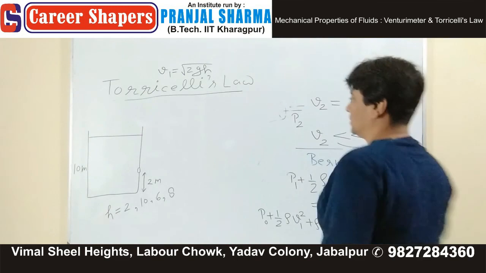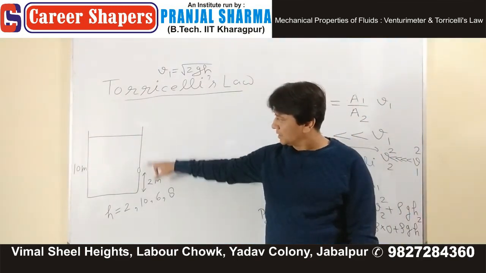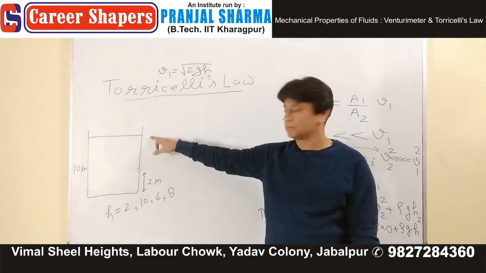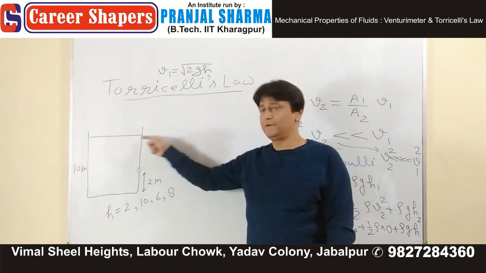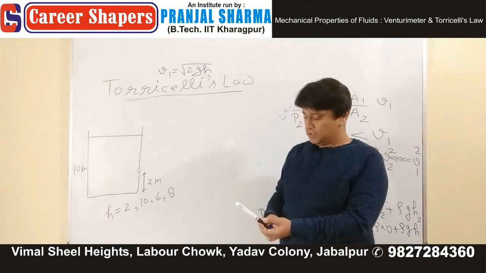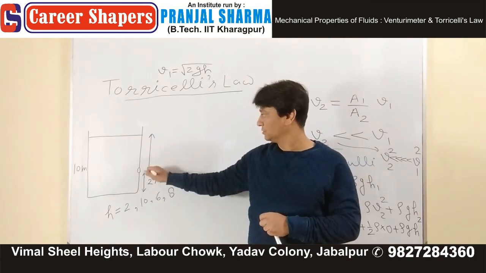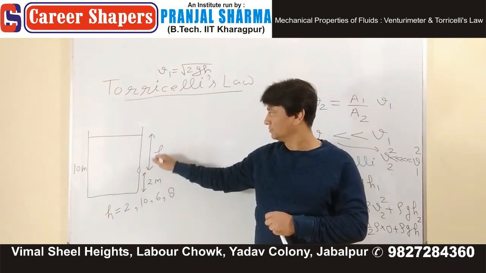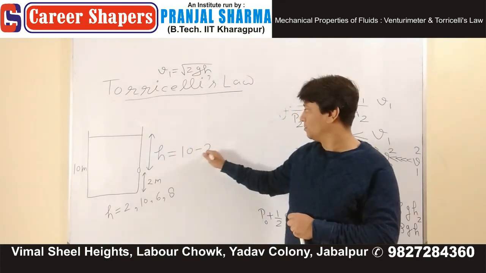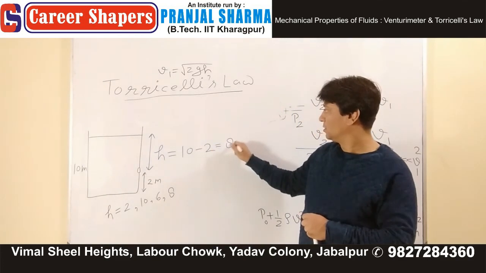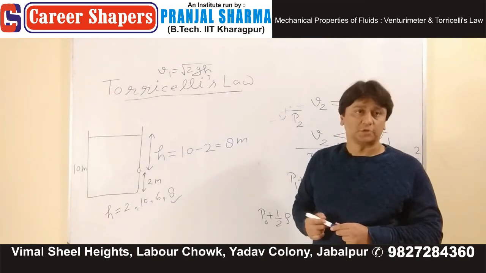Good. What is H? This is the height of the free surface above the tiny hole. So this is your H, this much, which in this case is 10 minus 2, that is 8 meters. So this is the first thing.